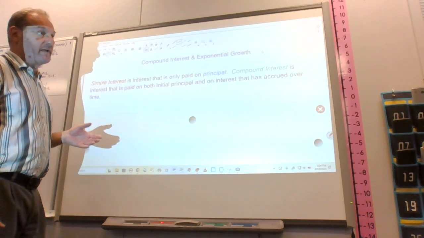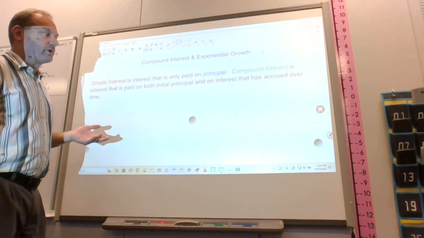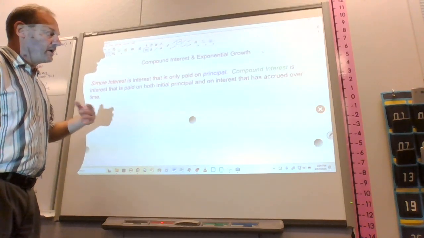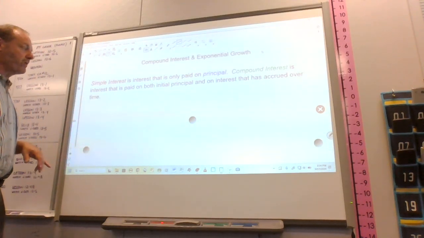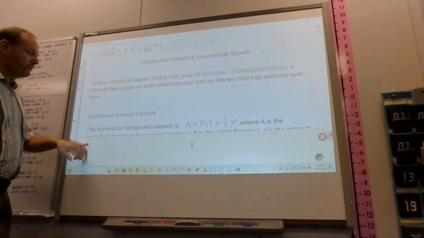Now, if you're paying on a mortgage, those are always compound interest. You're going to pay interest on that interest as well. So you're going to pay a little bit more.